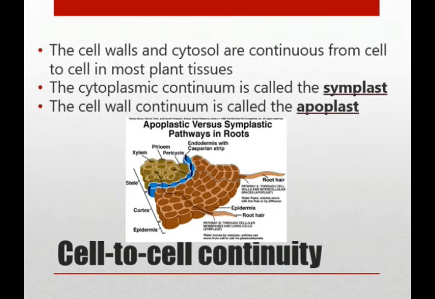Between cell to cell, there is a continuity, meaning that despite having walls between each other, the cells are actually connected. So you have the cytoplasmic continuum called the symplast, and also you have the cell wall continuum called the apoplast.